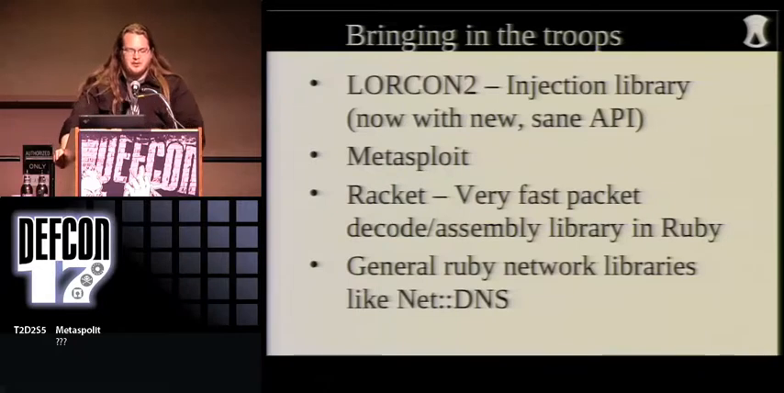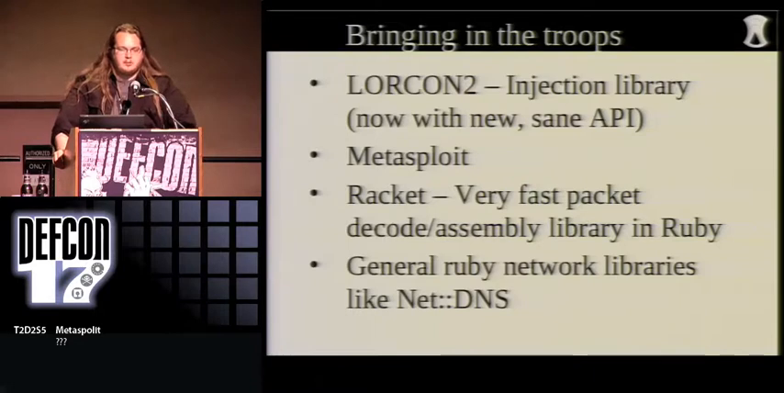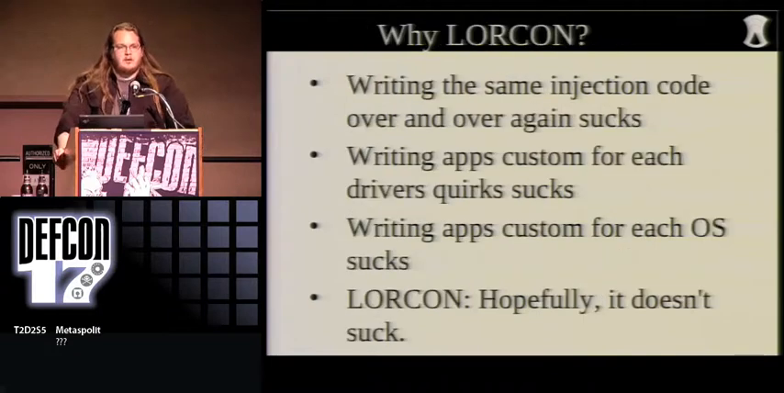So, what are we going to do with this? Lorcon is an injection library that Josh and I wrote a couple years ago. Lorcon 2 is the latest version of it with a new and improved API that's actually a lot more pleasant to use. Metasploit, Racket, which is a very fast packet assembly and decode library in Ruby, and the general Ruby network libraries like Net::DNS.